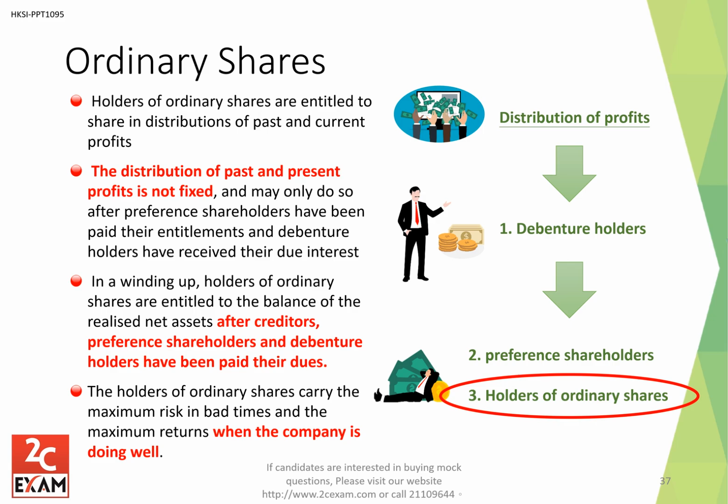However, as the saying goes, with risk comes reward. Because the dividends paid to the holders of ordinary shares are not fixed, if the company performs well, the profits distributed to common stockholders can be the highest.